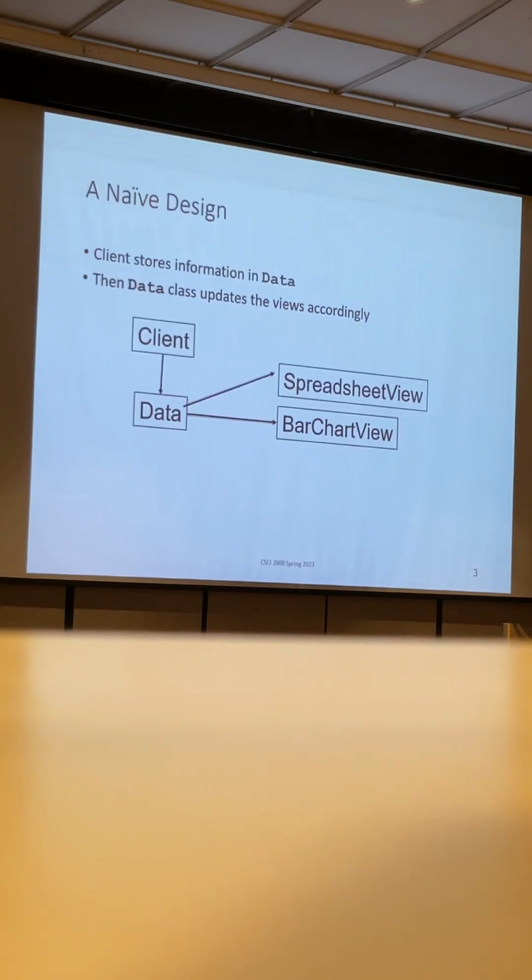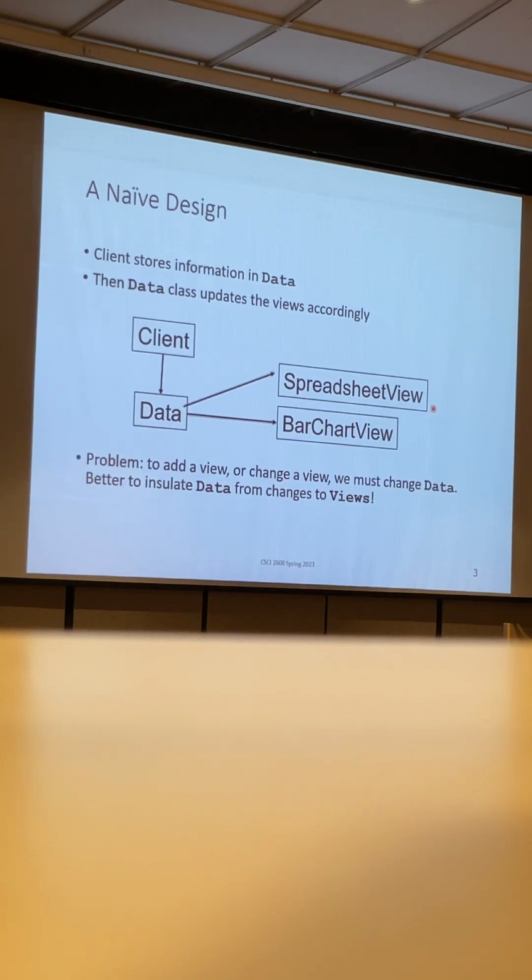Right, so here's an example. Client stores data in a data class, in a data object, right here. And this data can be viewed as a plot, bar chart view, or as a spreadsheet view. Right, so the problem with this approach is that if we need to add a view or change a view, or do something with a view, we must change the data, because this arrow shows that there is a dependency. Data knows about the spreadsheet view, data knows about the bar chart view.